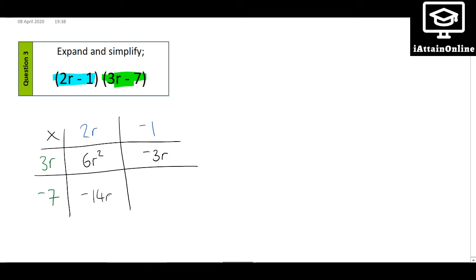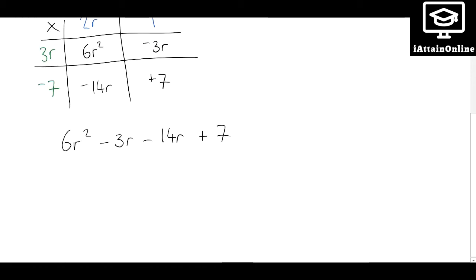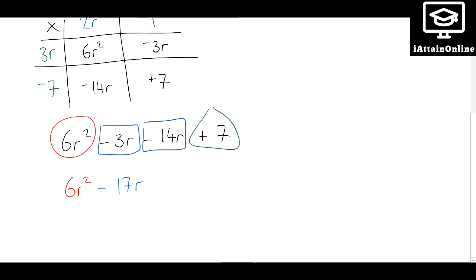And this is where people might go wrong. Negative 7 times negative 1. When I multiply two negative numbers together, that gives me a plus 7. So now I've got 6r squared, take away 3r, take away 14r, and plus 7. We've expanded, now we're going to simplify. So I've just got 6r squared there. I've got negative 3 lots of r, and then I take away another 14r. That's going to give me negative 17r in total. And then just that plus 7 on the end there as well. So we've expanded to get to this point, and then we've simplified to get to this point.